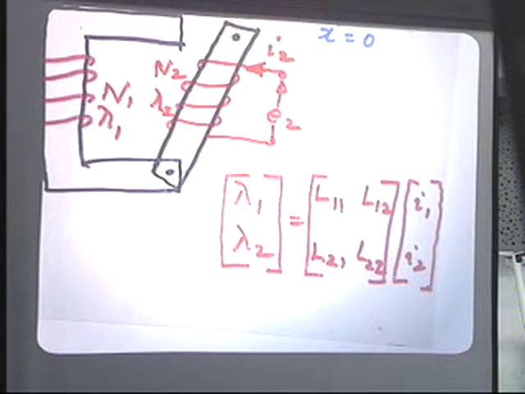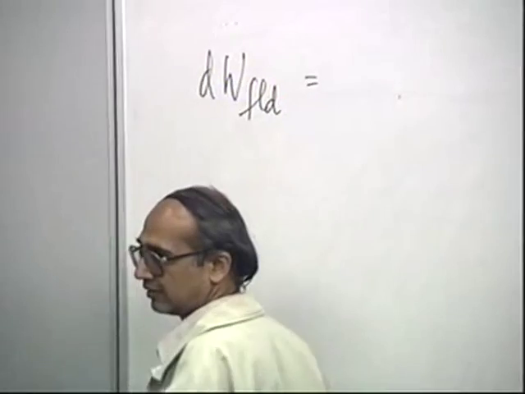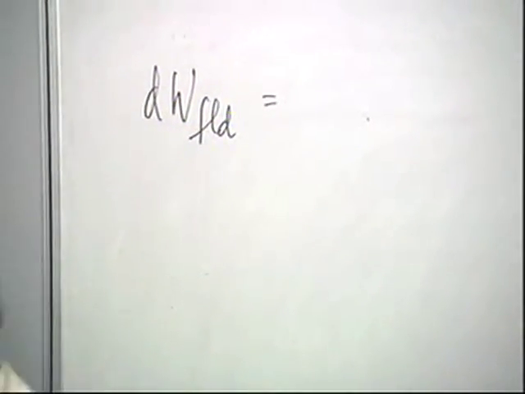And all of these depend on x. All these parameters would depend upon x. So, what will be dW field? Okay, tell me which part you have not understood.